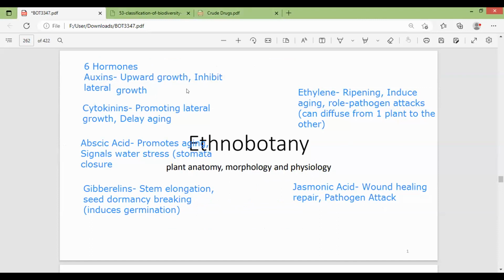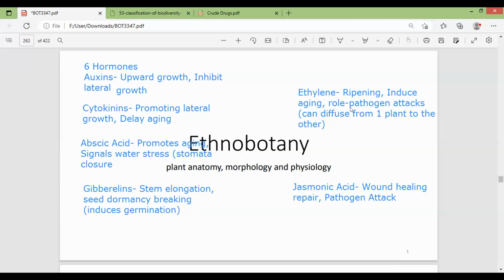Auxins, upward but inhibit lateral. Cytokinins, they promote lateral growth and delay aging. So this is the principle of pruning, right? Abscisic acid, we saw they promote aging, they signal water stress. So in that regard, it will maintain dormancy and such. Gibberellins, stem elongation, but breaking seed dormancy. So germination. If germination is not happening, we want to look at gibberellins. Are there enough gibberellins?